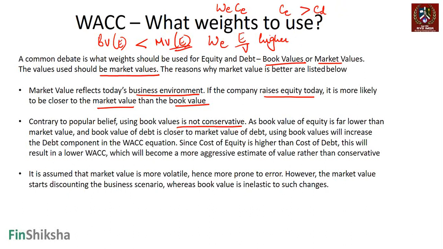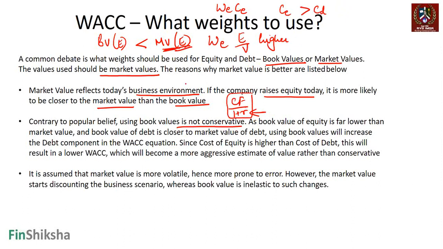When you increase the value of weighted average cost of capital, the estimate you get is going to be more conservative if you use market values, because remember, you are discounting your cash flow by a rate R. If R is higher, which will happen if you're using market values, the value of the discounted cash flow will be lower, right? That's what we need to understand.